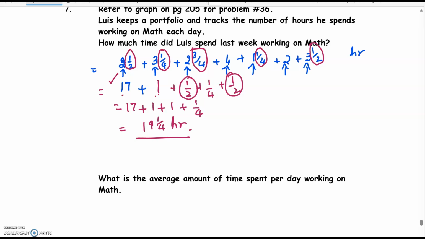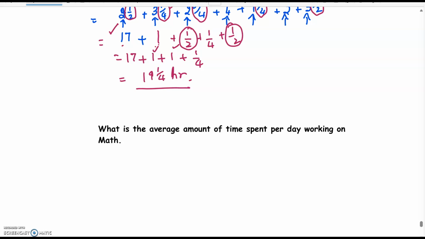Okay. So this is how you can do addition of all these numbers without actually having to work too hard. Just add the whole numbers first. And then these are fractions that are easy to add, because each time, look at this, 3/4 and 1/4 make a whole, 1/2 and 1/2 make a whole. That's where we got the 2 1s from. And then you're left with 1/4. So that's 19.25 hours. Now, what is the average amount of time that is spent?